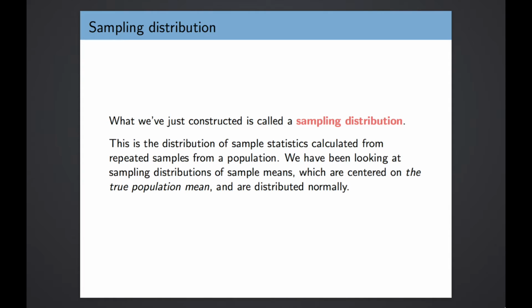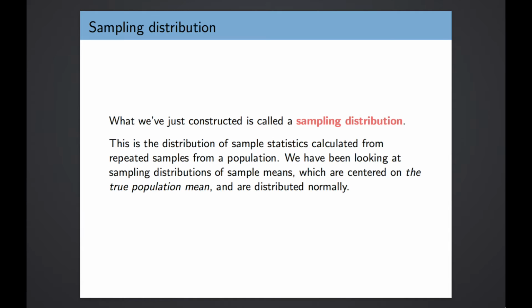So what we've been looking at are called sampling distributions. Those are distributions of sample statistics that are calculated from repeated samples from a population. We could look at sampling distributions of all sorts of sample statistics. What we've been looking at in our examples are sampling distributions of sample means, so distributions of means that we calculate by taking lots of different samples from a population and taking the mean of each one, then looking at the distribution of those.